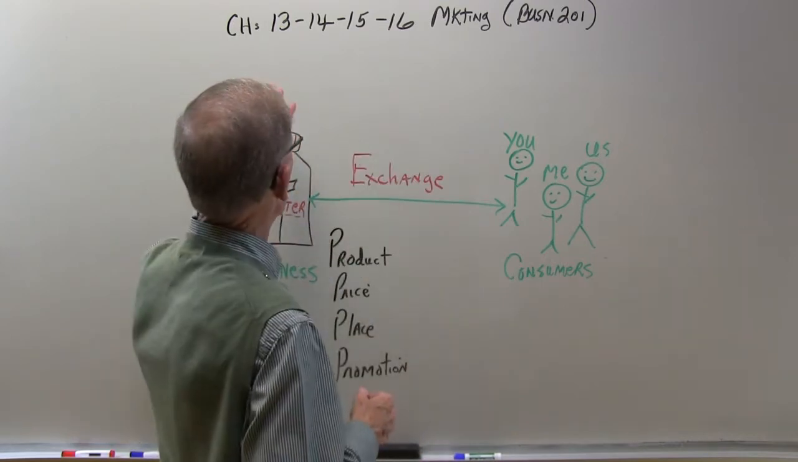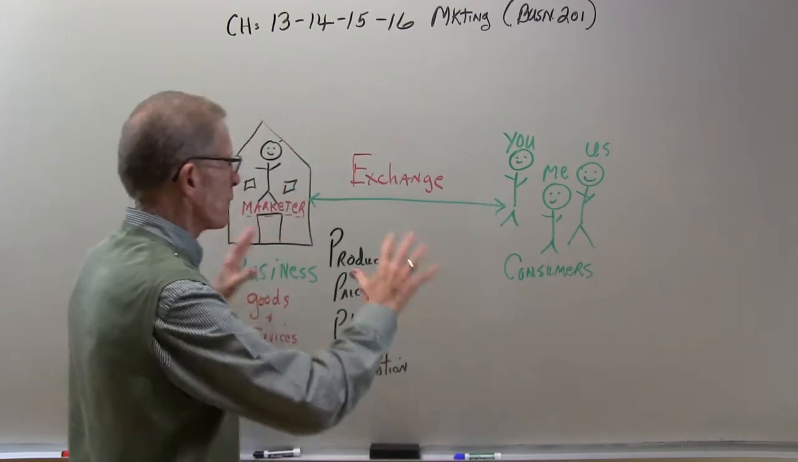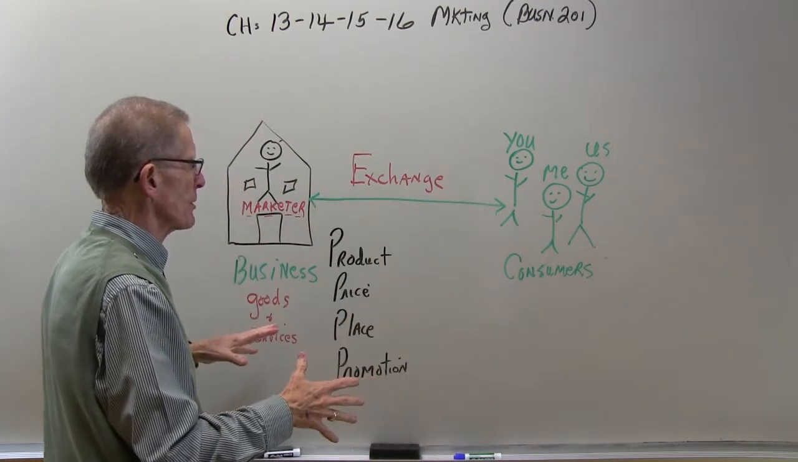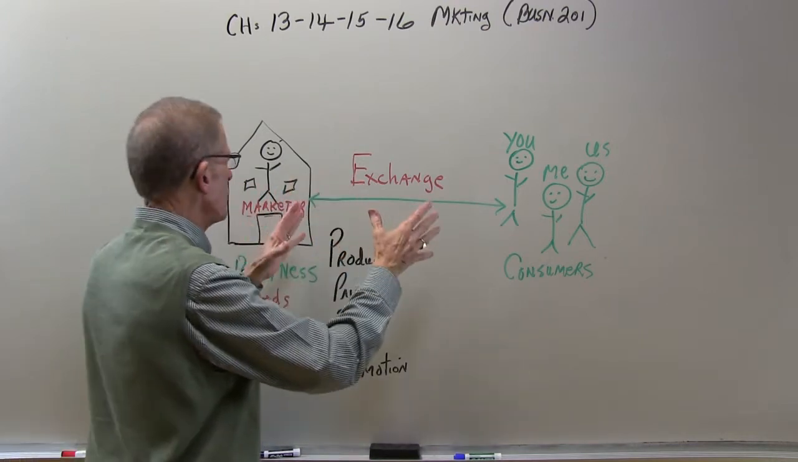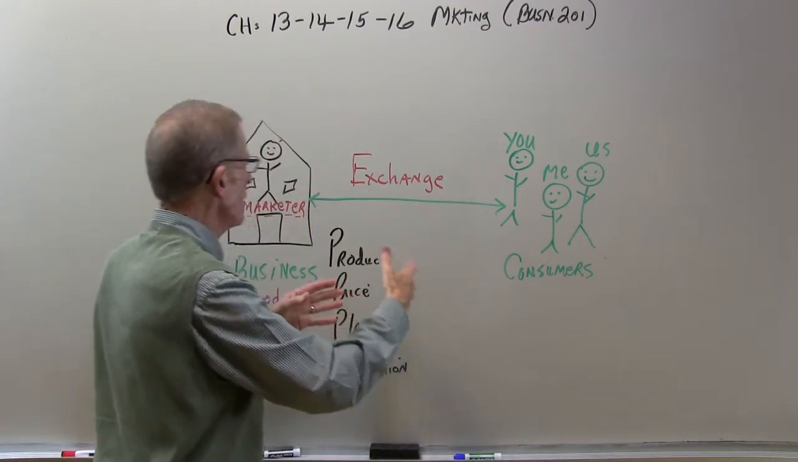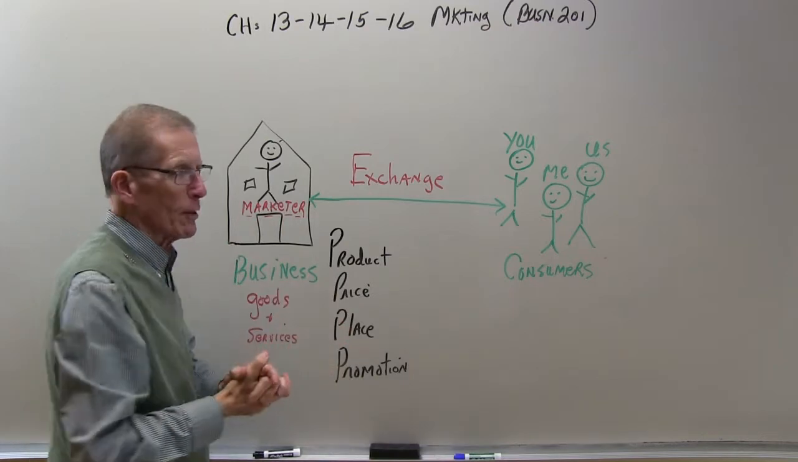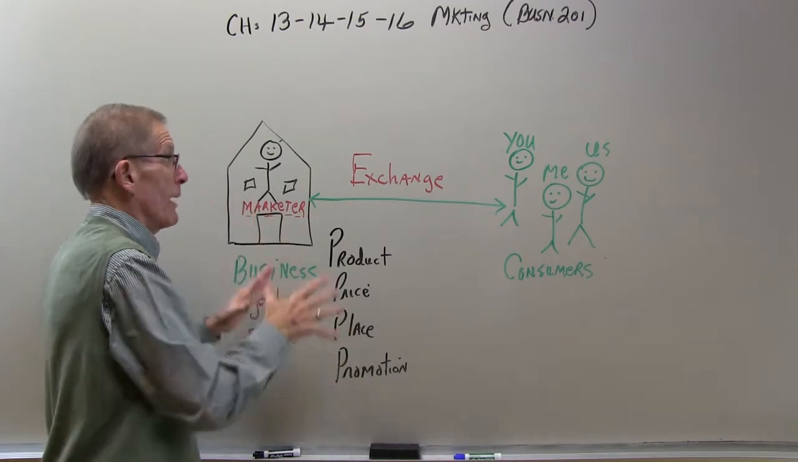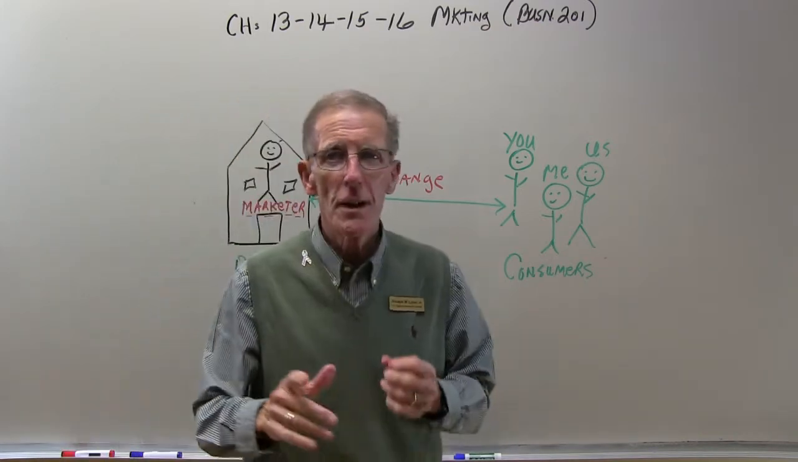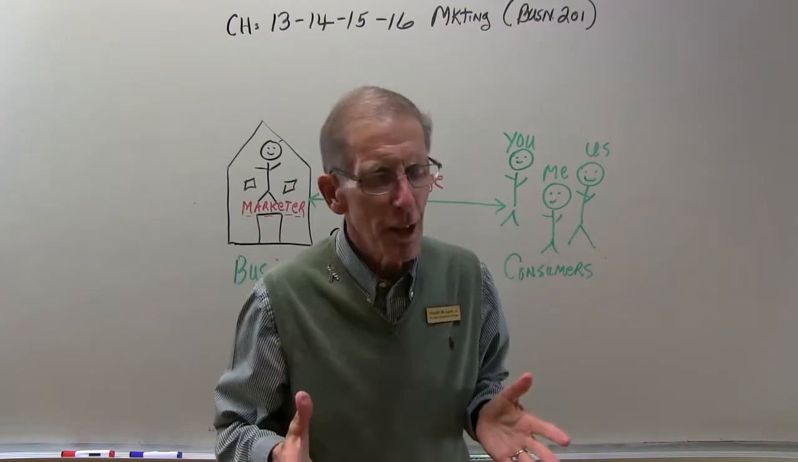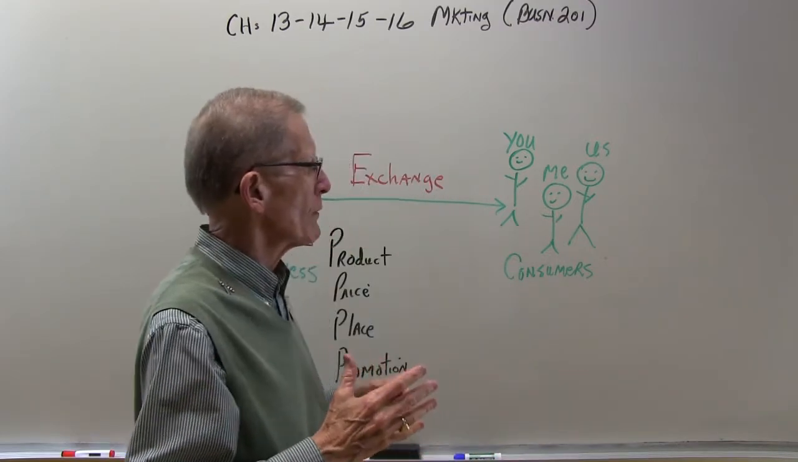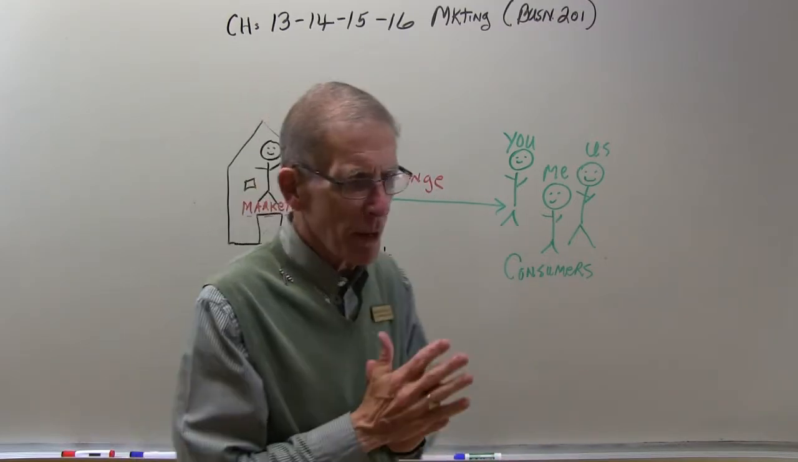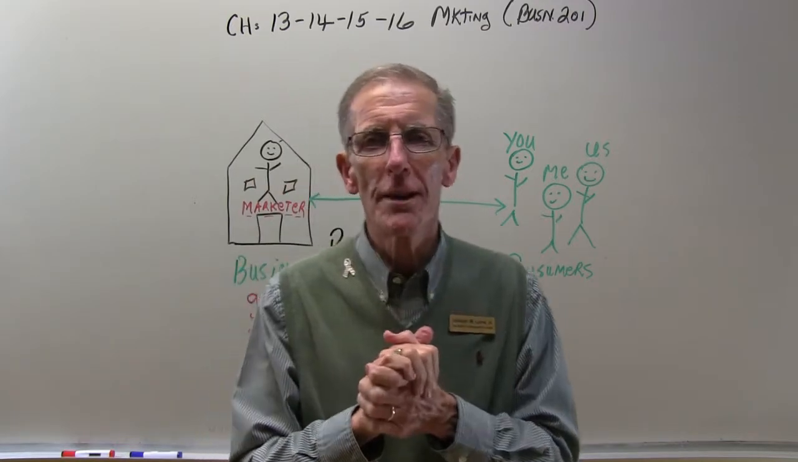We just covered chapter 13, and of course this was the heart of chapter 13: an exchange of goods and services for money, with marketers using product, price, place, and promotion. This may stay up here during chapter 14, it may not. You know me, I need a good bit of space, so I may have to get rid of that to put the things up that we need to do for chapter 14.